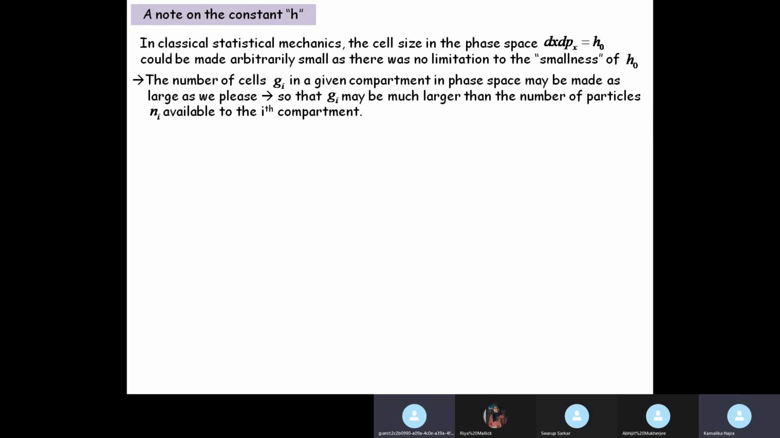Have I been able to explain? This gi, because there is no restriction on the smallness of h, I can increase the number of available positions as much as possible, and that may be much larger than the number of particles that want to occupy those positions. Okay. So the ratio Ni by gi, which is called the occupation index, becomes much, much less than 1.